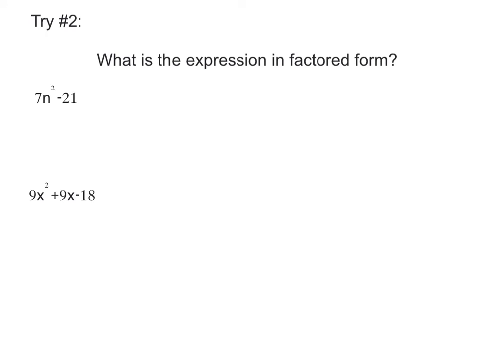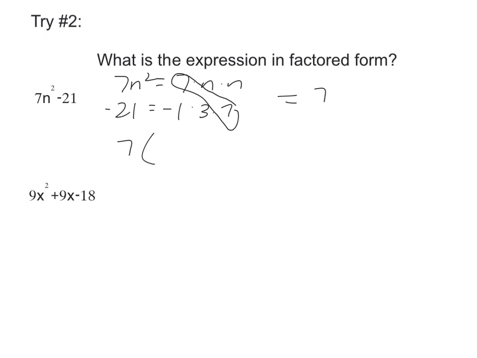Okay, we're going to do this one more time with try 2. So again, we're going to start with our GCF. So 7n squared, if I break that down, I get 7 and 2 n's. Negative 21, if I break that down, I get a negative 1, a 3, and a 7. What do they share in common? They share a 7. So 7 goes on the outside, and then what's left over of the first one is n squared. What's left over of the second one is negative 3. And so that's our answer for that one.